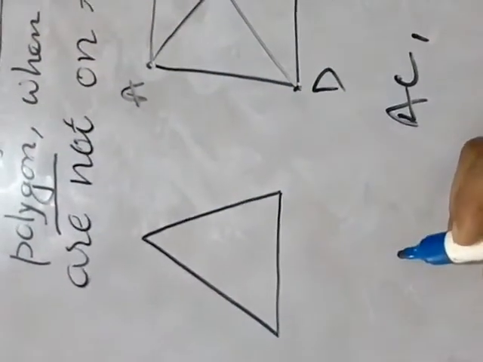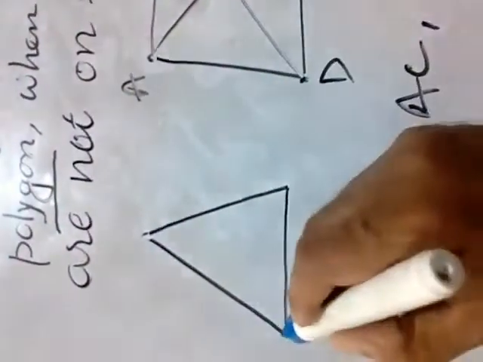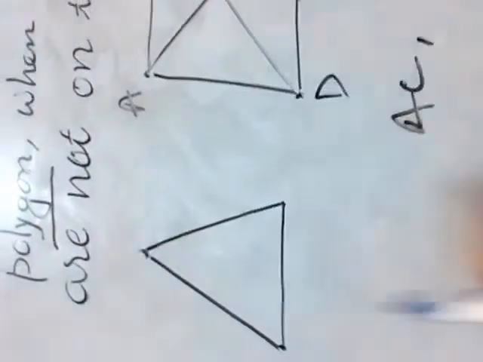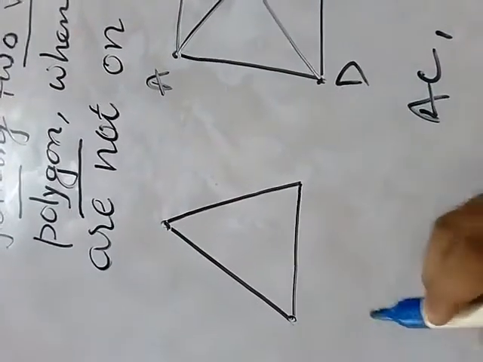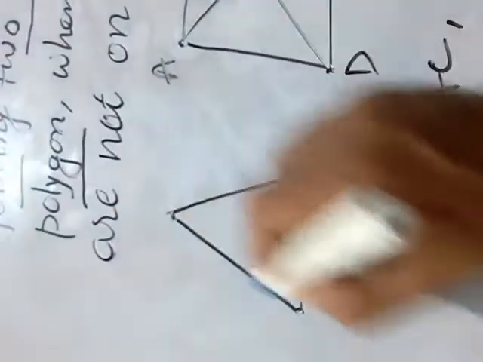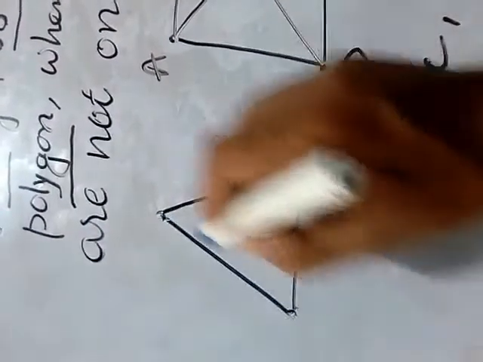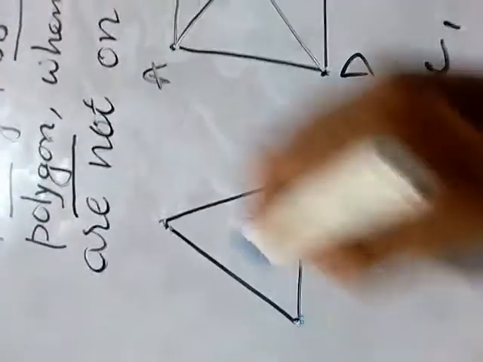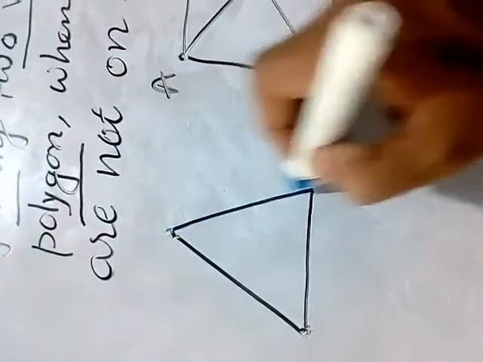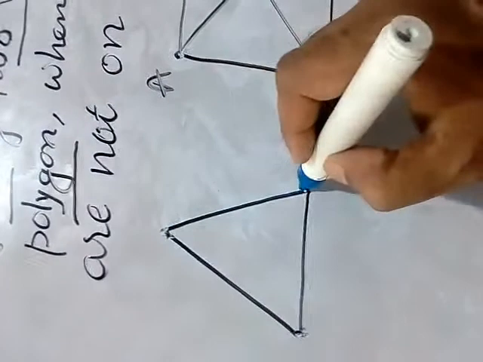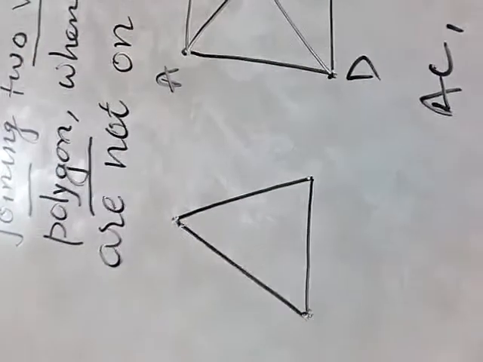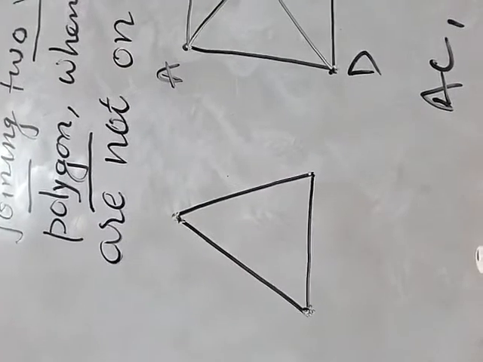Now one question: can you construct a diagonal in a triangle? No, because here there are no vertices which lie on another side. Suppose you take this vertex and this vertex, these two vertices lie on the same side, so we cannot join them. Suppose you want to construct a diagonal from here to here, you cannot, because both vertices lie on the same side. So in a triangle we cannot draw diagonals.